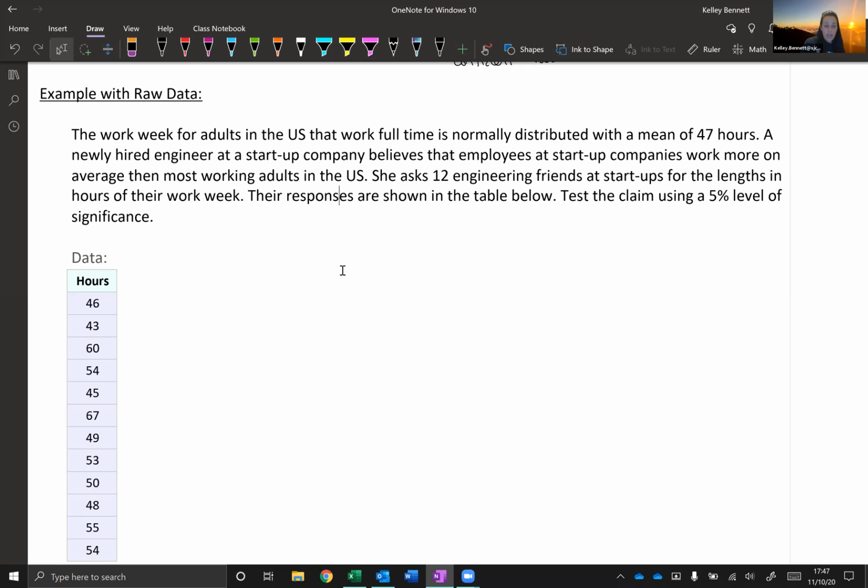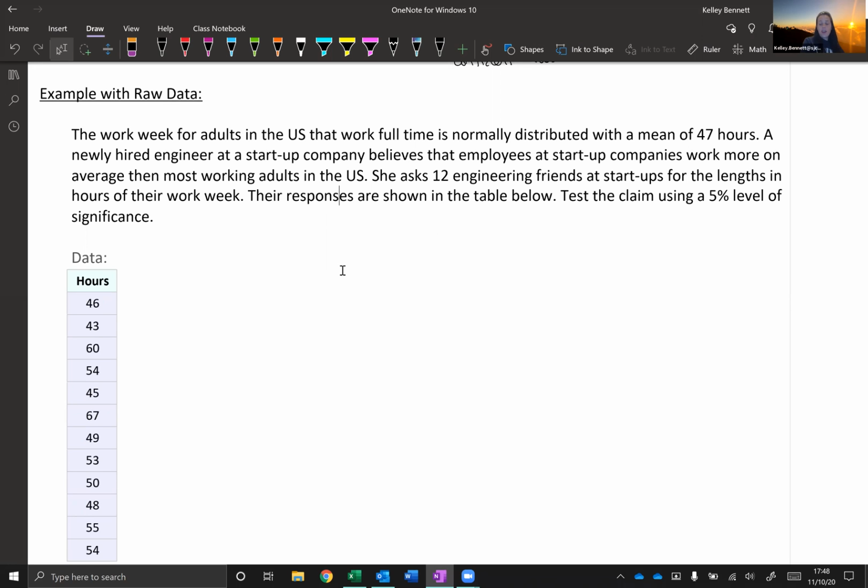A newly hired engineer at a startup company believes that employees at startup companies work more on average than most working adults in the US. Okay. She asks 12 engineering friends at startups for the lengths in hours of their work week. Their responses are shown in the table below. Test the claim using 5% level of significance.